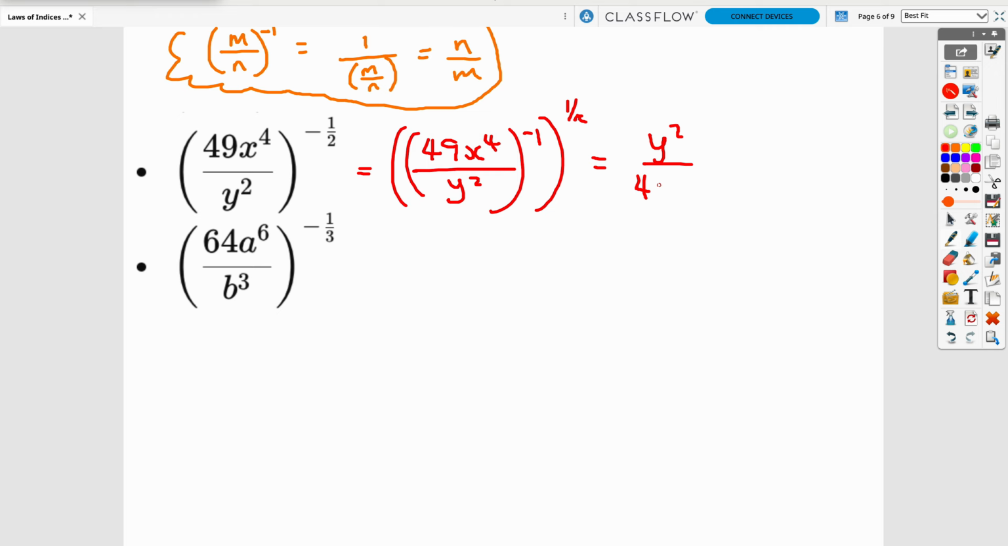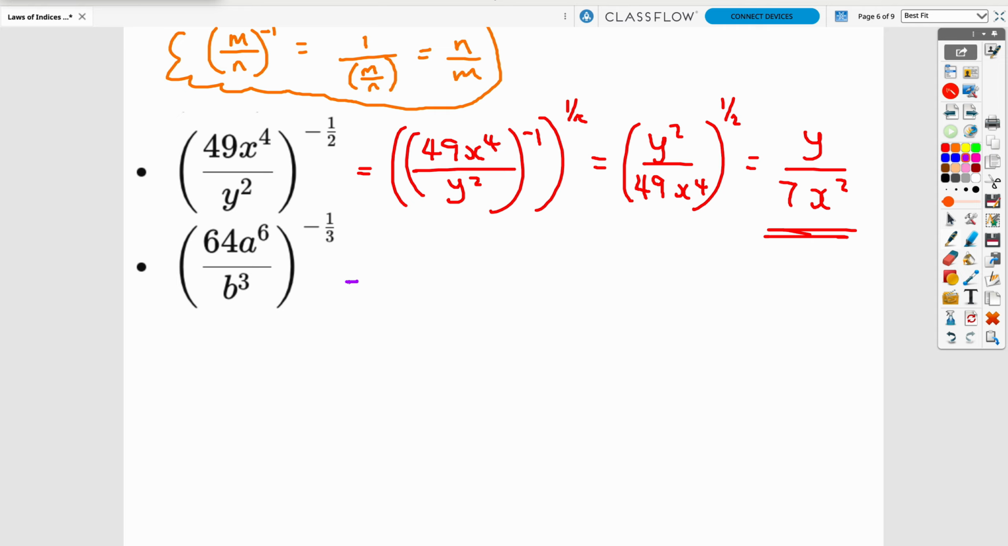So we get y squared over 49 x to the power of 4, and then everything is going to have power 1/2 applied to it. Okay, so now it looks a bit nicer. Y to the power of 2 to the power of a half, just multiply those two powers together, we get y. And then over, now the power of a half just means I need to do the square root, so it's going to be 7, and then I'm going to apply the power half to the power 4, which is multiply those two, and we get the answer of y over 7x squared. So, you know, it simplifies down quite quickly.